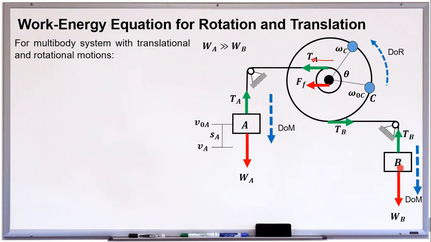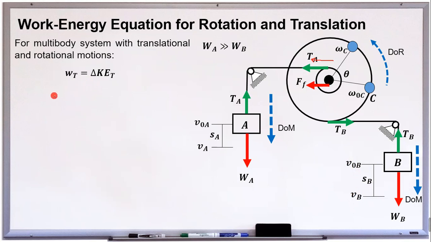Now we will proceed to the block B. The available forces that exist are the weight of B and the tensile force TB. But the tensile force TB is an internal force, so it does not contribute any work or change in the total kinetic energy of the system. These two forces will cause a displacement of our block B downward equal to SB, as well as some changes in its velocity, from initial velocity V naught B towards final velocity VB.